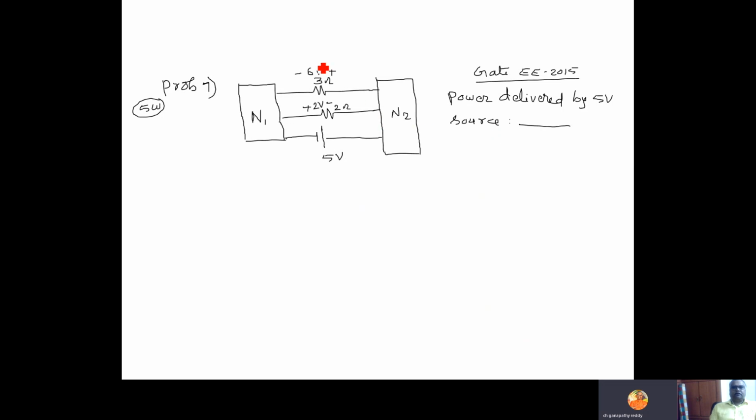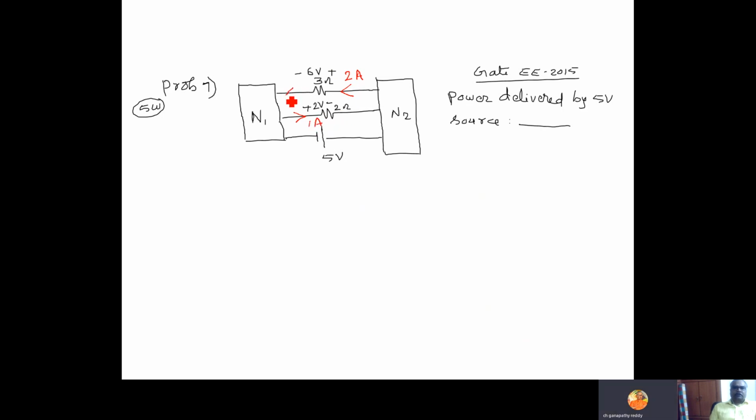The question asks for the power delivered by the 5 volt source. We observe 6 volts here, this side positive, this side negative, which means current should compulsorily go like this. How much current? 6 by 3, so it is 2 amps. Then in this resistor, 2 volts, this side positive, this side negative, so current goes this side. 2 by 2 is 1 ampere.